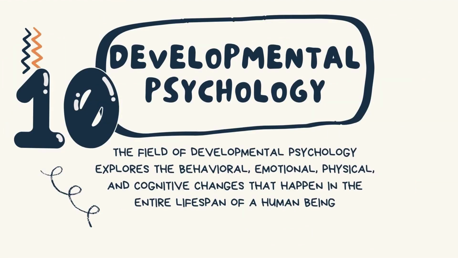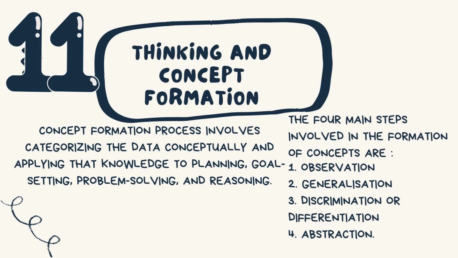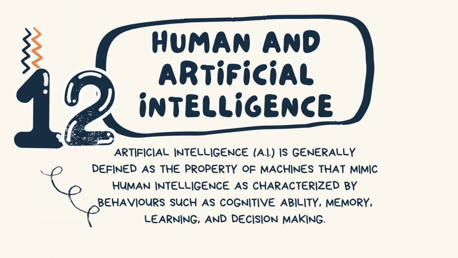Next is developmental psychology. The field of developmental psychology explores the behavioral, emotional, physical and cognitive changes that happen in the entire lifespan of a human being. The 11th one is thinking and concept formation. The concept formation process involves categorizing the data conceptually and applying that knowledge to planning, goal setting, problem solving and reasoning. The 4 main steps involved in the formation of concepts are observation, generalization, discrimination or differentiation, and abstraction. The last one is human and artificial intelligence. Artificial intelligence is generally defined as the property of machines that mimic human intelligence as characterized by behavior such as cognitive ability, memory, learning and decision making.